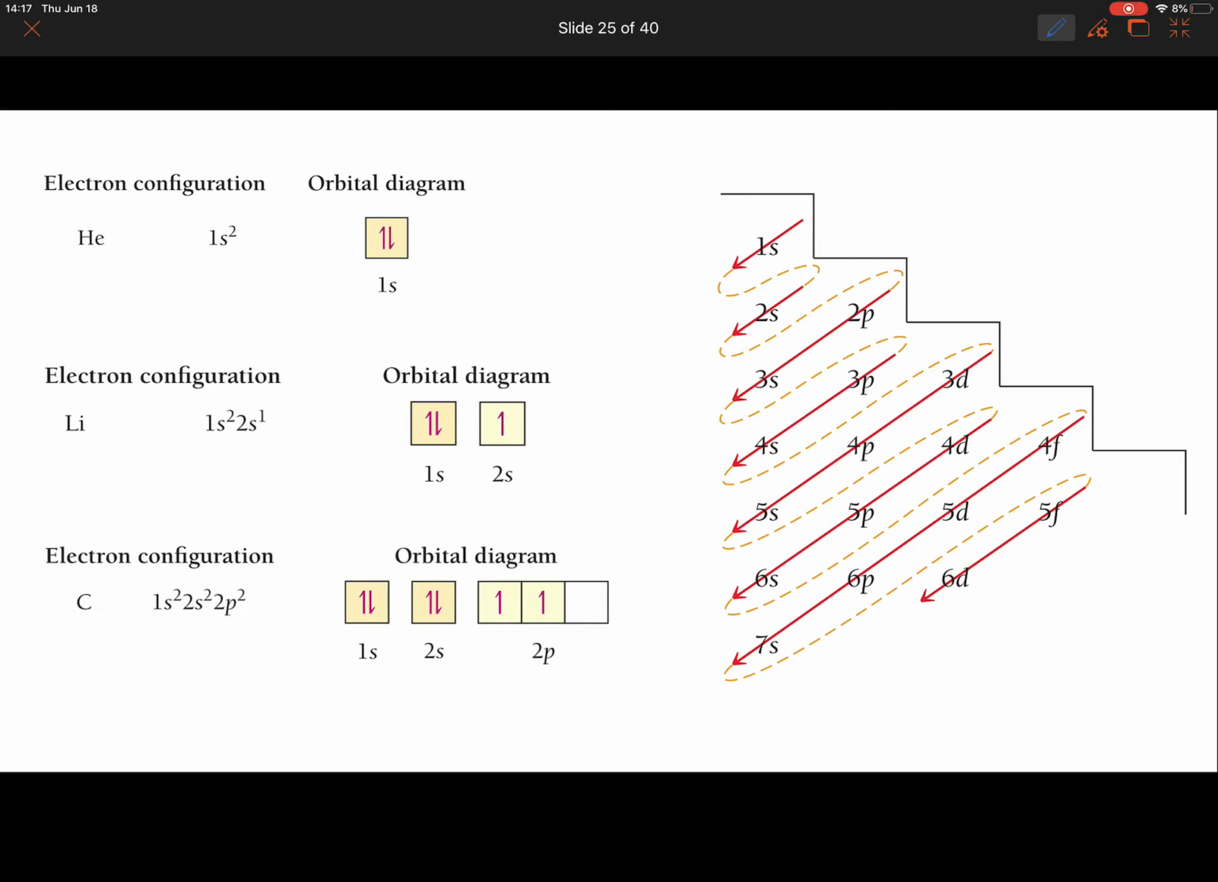Let's do another one of these. Let's do carbon. Carbon has 6 electrons. We know that from looking at its atomic number. The 1s fills up after 2 electrons. The 2s fills up after 2 more electrons.